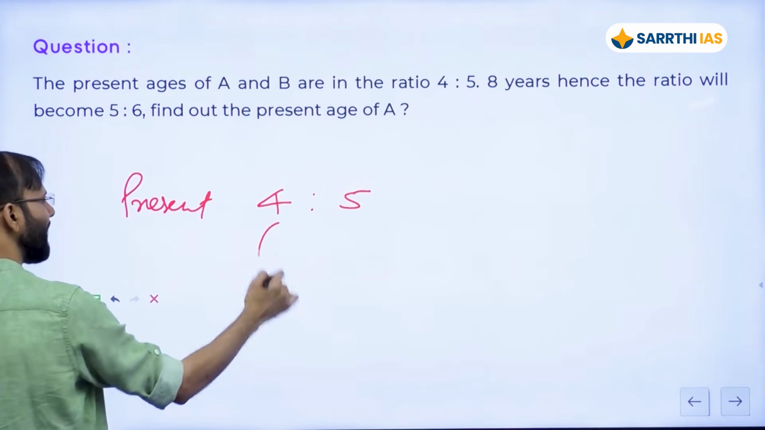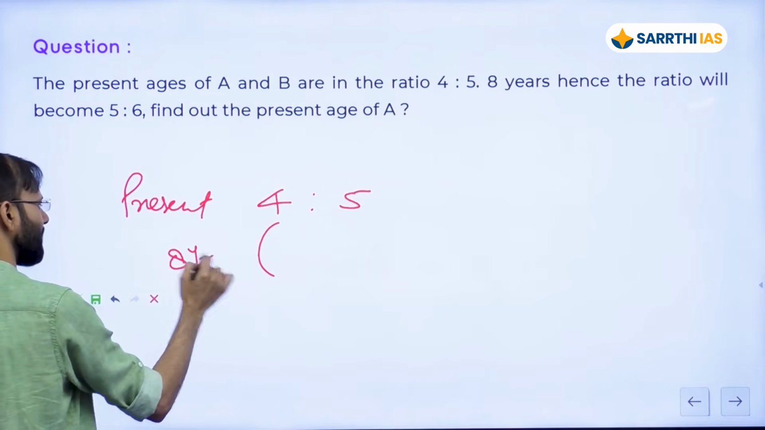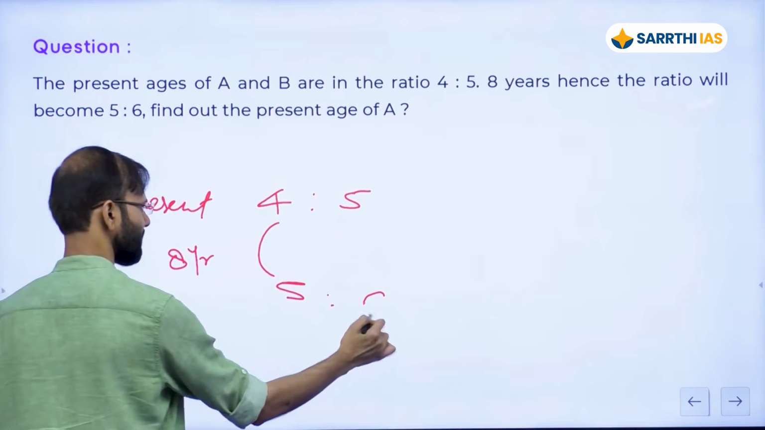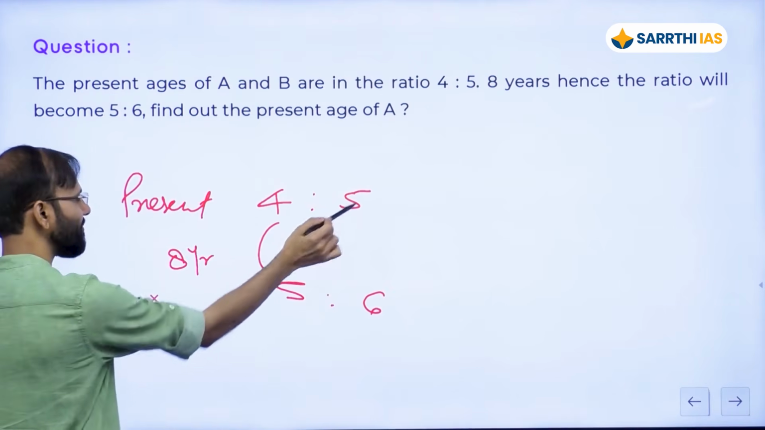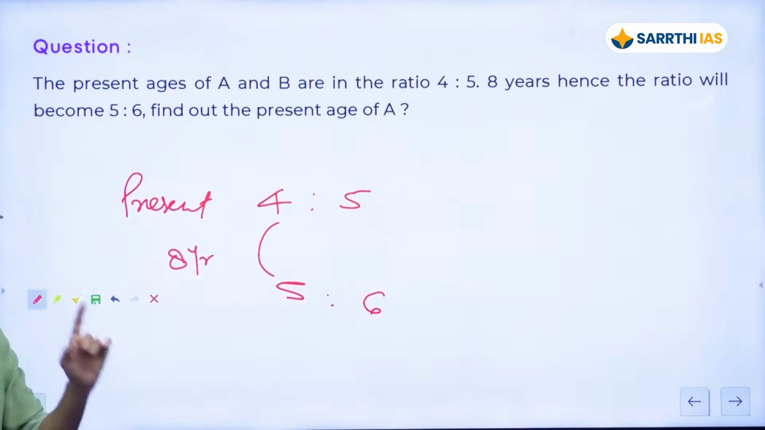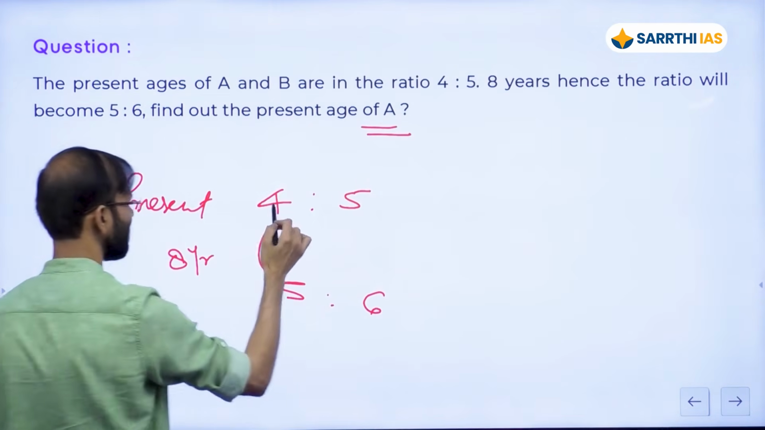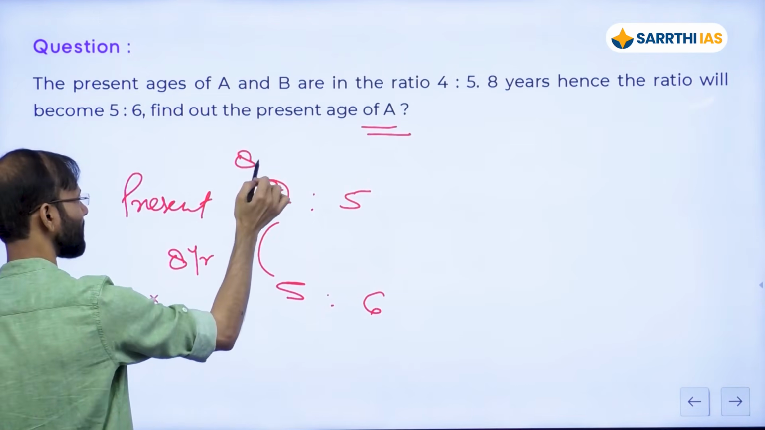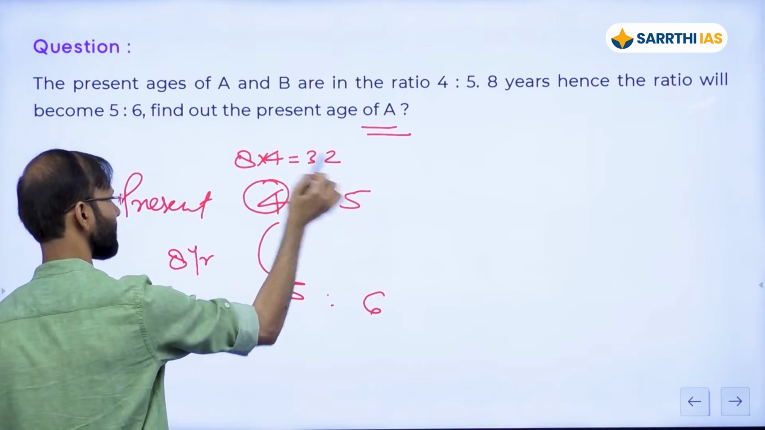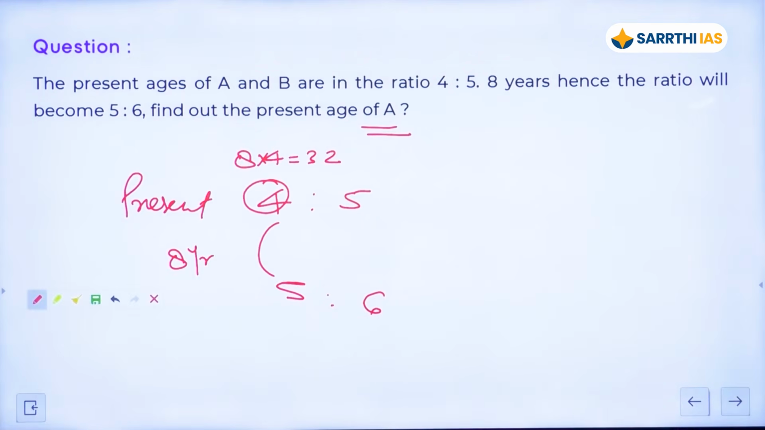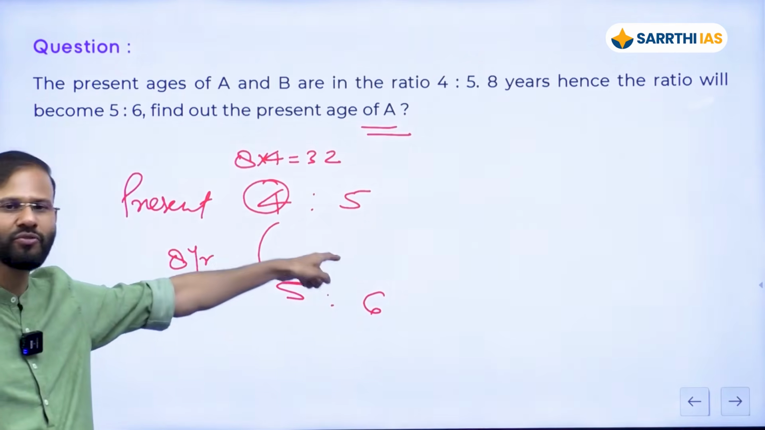ठीक है? 8 years hence, this will be 5:6. So guys, 4:5 and 5:6, which means the interval size is 8 years, right? So the present age of A, this is 8 into 4. The answer is 32.